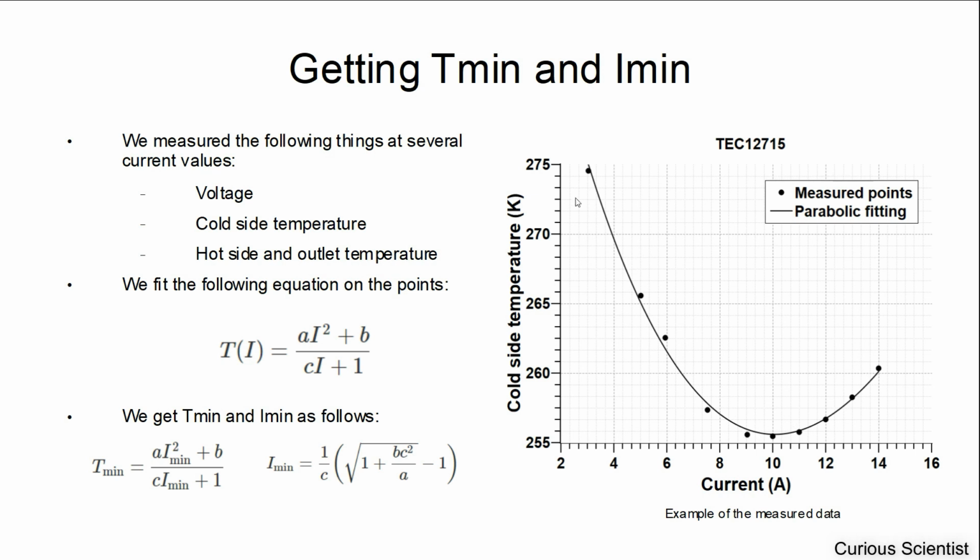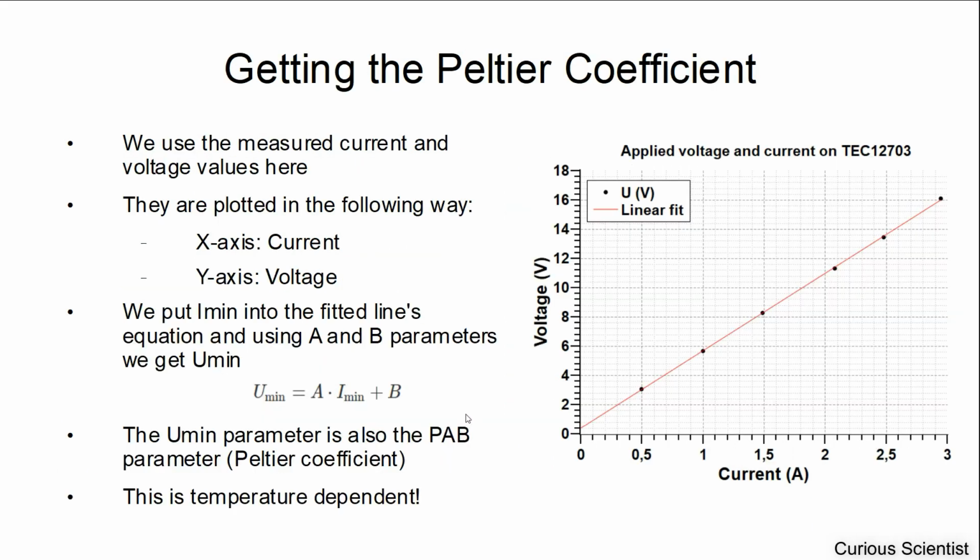And then of course everything will be messed up if you have different cooling, because your current values will be different, current readings and voltage and everything else. But within, let's say, 10-20% margin, if you have the same or similar type of experiment, you should have similar results. So I have these data points, and then I fitted this curve on these data points, and from this fitting I got three parameters A, B and C, and those three parameters are used in these equations that you can see below. And by using these equations I could obtain T min and I min, and we will use these in the next steps. For example, getting the Peltier coefficient.